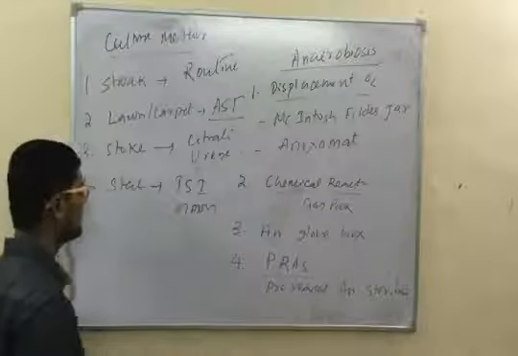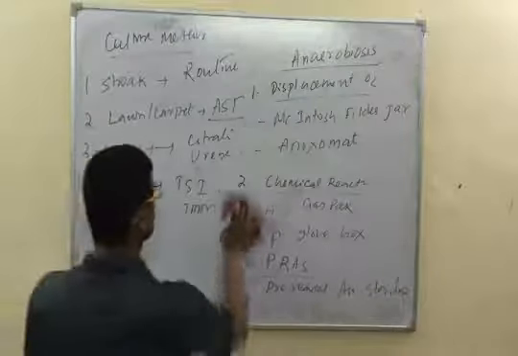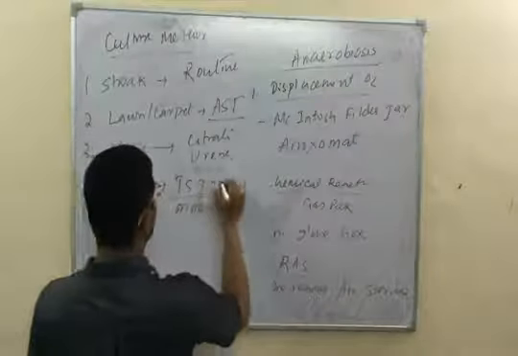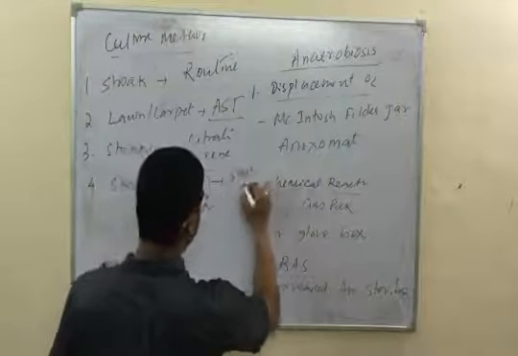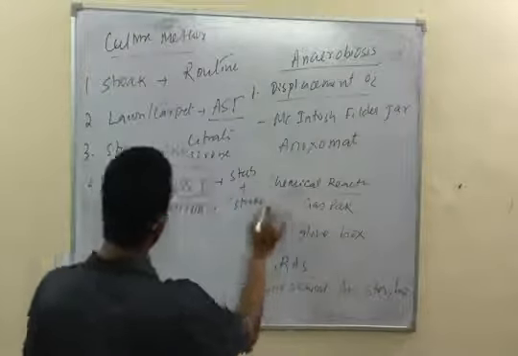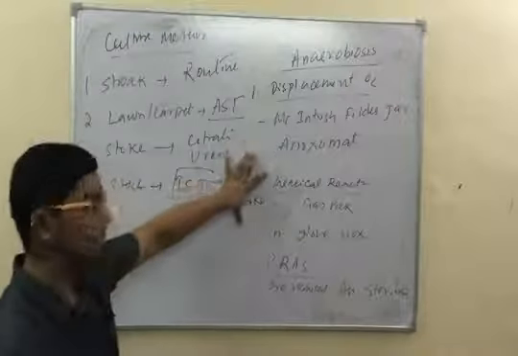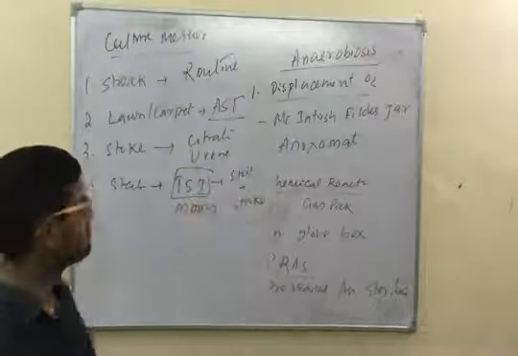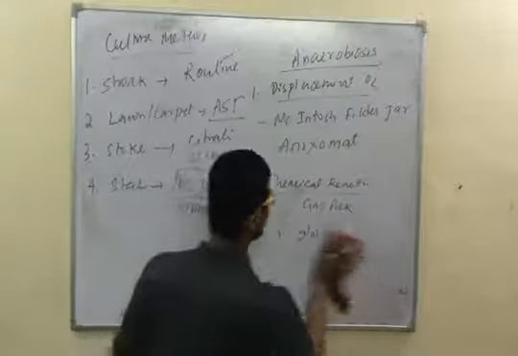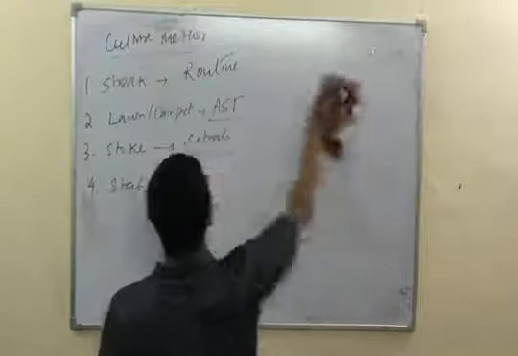Okay, so there are various. In fact, in triple sugar iron test, a combination of stab and stroke culture is used. In triple sugar iron test, both stab culture and stroke culture are used combinedly. So these are the various culture methods available.